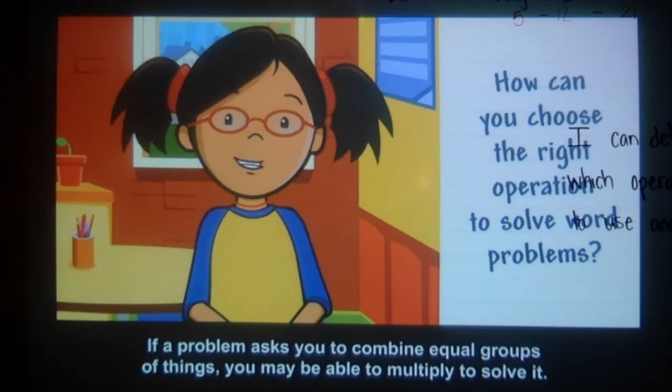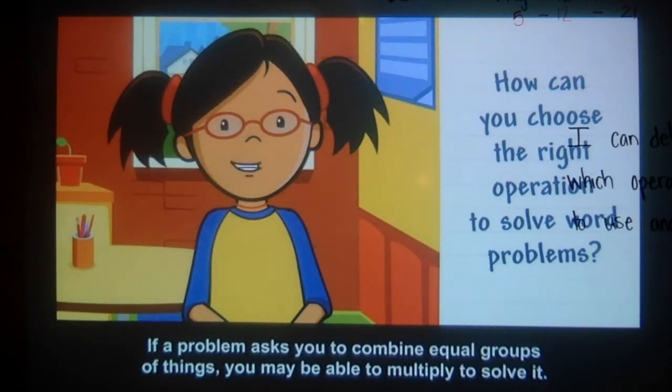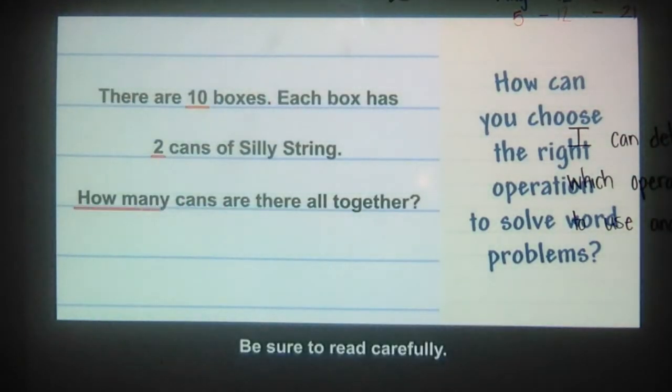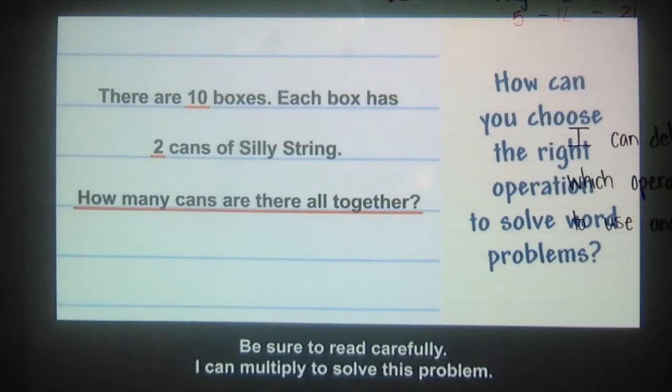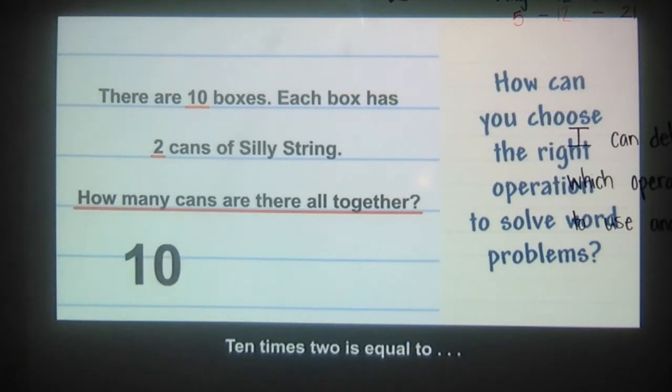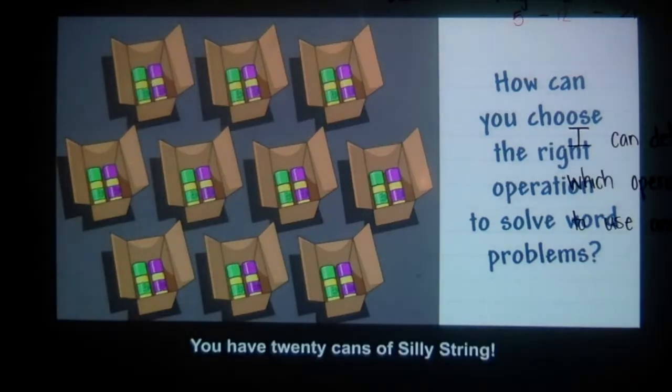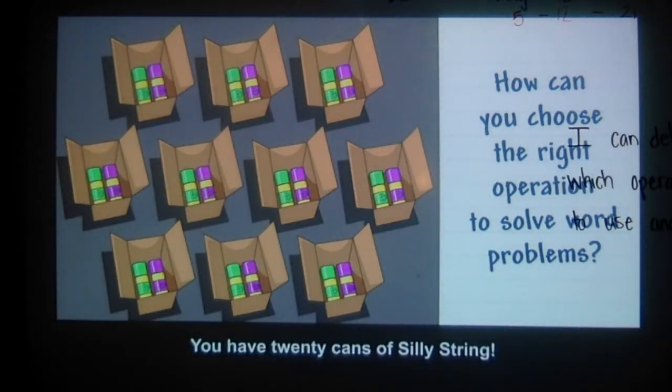If a problem asks you to combine equal groups of things, you may be able to multiply to solve it. Keywords for multiplication problems can be the same as addition problems. Be sure to read carefully. I can multiply to solve this problem. 10 times 2 is equal to 20. You have 20 cans of silly string.